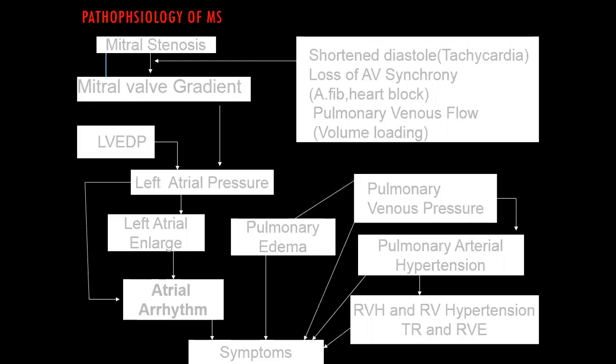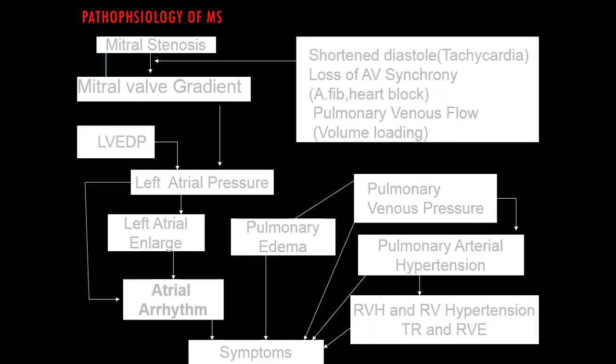And whenever there is an increase in the left atrial pressure, definitely, this is a small chamber, and it gets more blood because the emptying of the left atrium is reduced, and the pressure inside the left atrium is increased. So definitely there will be enlargement of the left atrium itself. One thing is that the pressure gets increased due to the decreased orifice of the mitral valve. The second thing is that the left atrium itself gets enlarged. Due to enlargement of the atrium, the patient becomes prone to develop atrial arrhythmias. The most common atrial arrhythmia that occurs in mitral stenosis is atrial fibrillation.